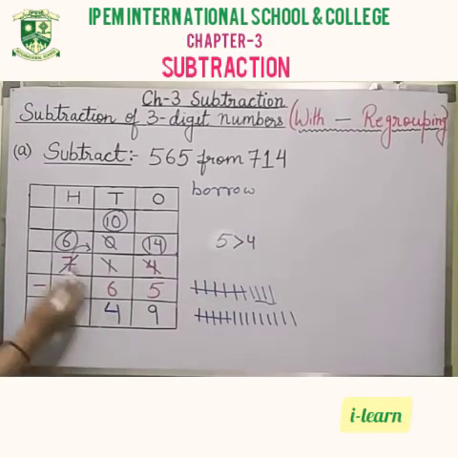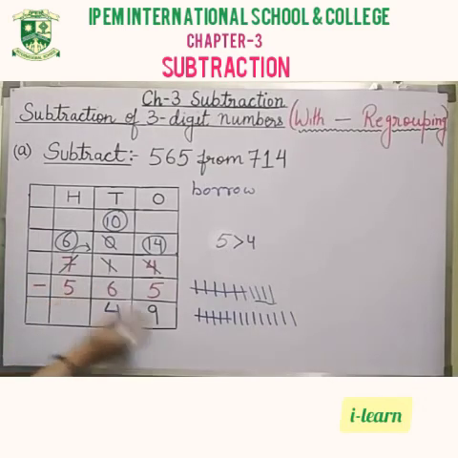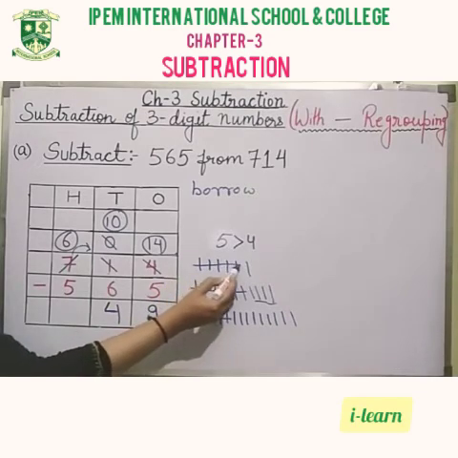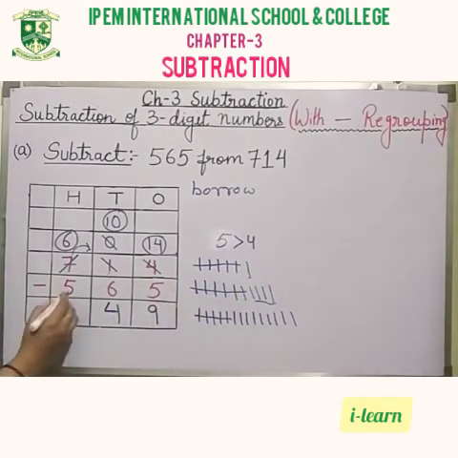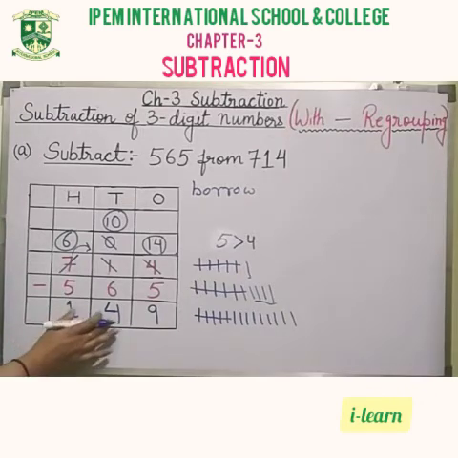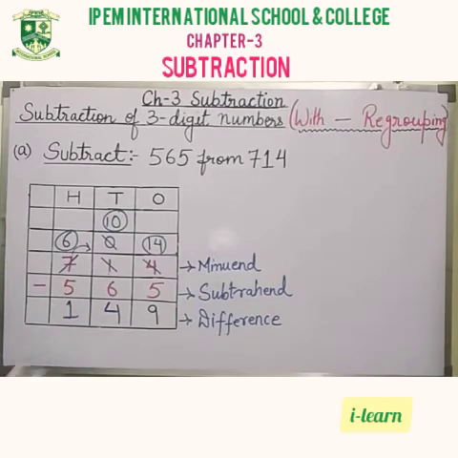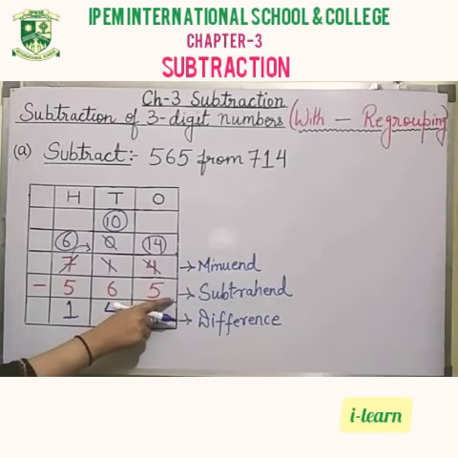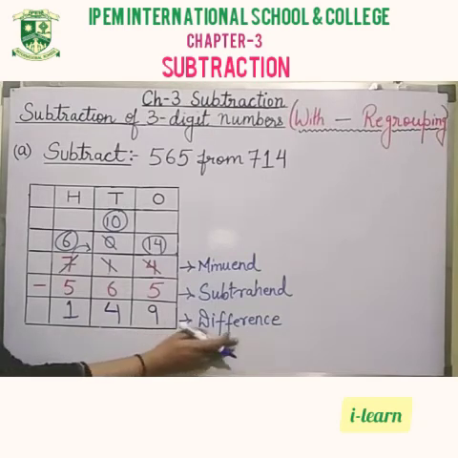Now what we have to do? We will move on to next place. Here we have to subtract 5 from 6. Yes, this is possible. This is a simple subtraction. So we can draw 6 lines and strike 5 lines. And how many lines are left over here? Only one line. So we will write 1 here. So the number which we get after subtracting is 149. Children, as you know, the number from which we subtract is called minuend. The number which is being subtracted is called subtrahend, and the number which we get after subtraction is called difference.